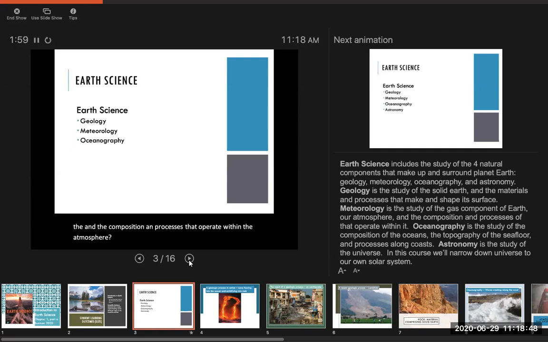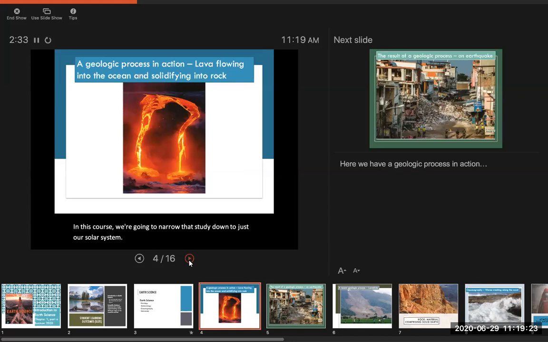Oceanography is the study of the composition and processes of the oceans, as well as the topography of the sea floor and the interaction of the ocean with the shorelines. Astronomy is the study of the universe. In this course, we're going to narrow that study down to just our solar system. Here we have a geologic process in action: lava flowing into the ocean and solidifying into rock.